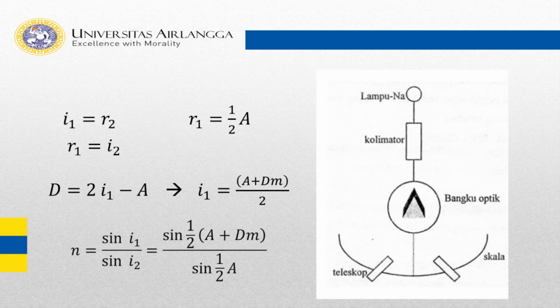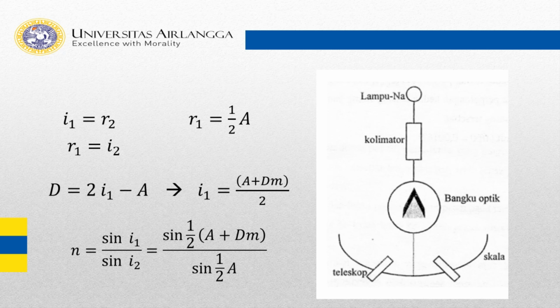If I1 equals R2 and R1 equals I2, where R1 is half of A, then the deviation angle D equals 2I1 minus A, where I1 becomes (A plus dm) over 2. And based on the formula of the refractive index, n equals sine I1 over sine I2, we have the formula for determining the refractive index of the prism.